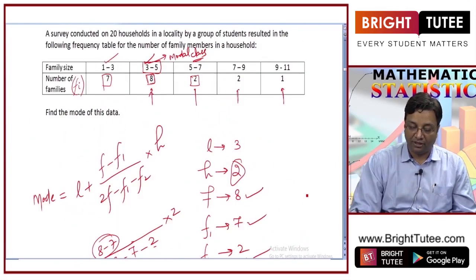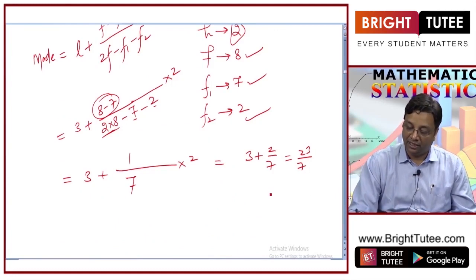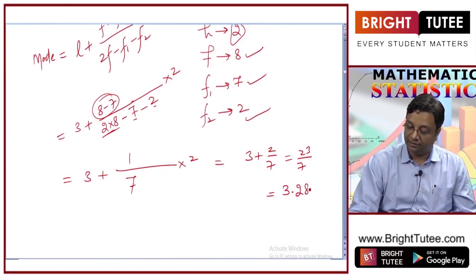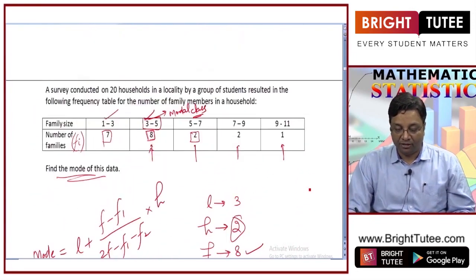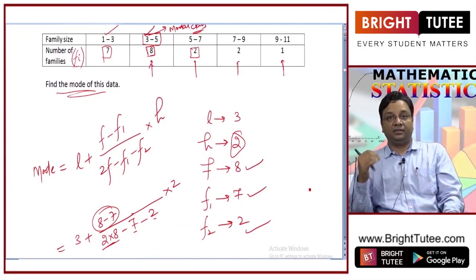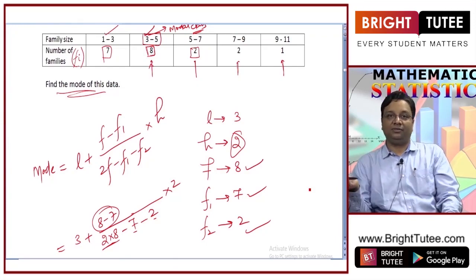Okay, so this is the mode of this data, 23 by 7, and you can write it in decimal form as approximately 3.28. To calculate the mode, we are concerned with finding the modal class first. What is the modal class? The class having maximum frequency.